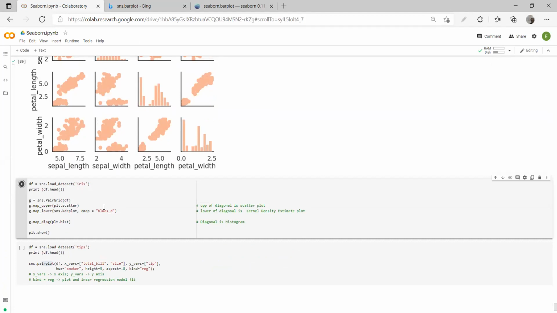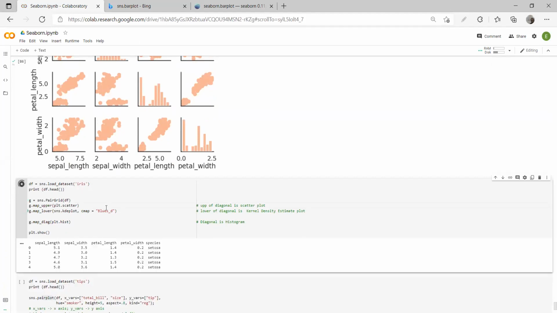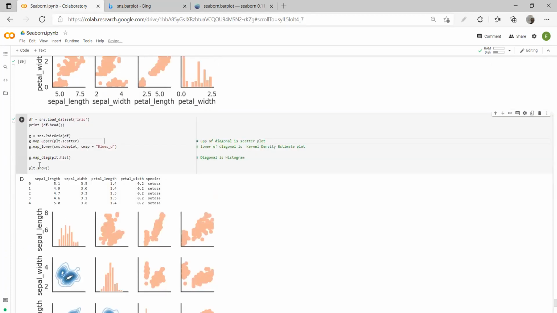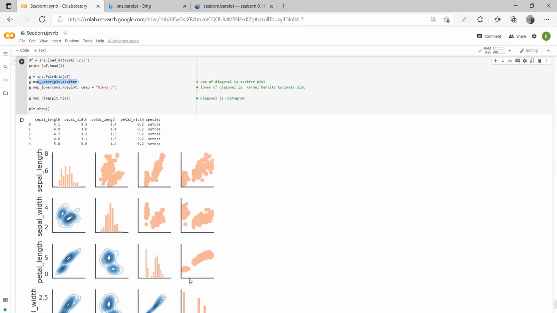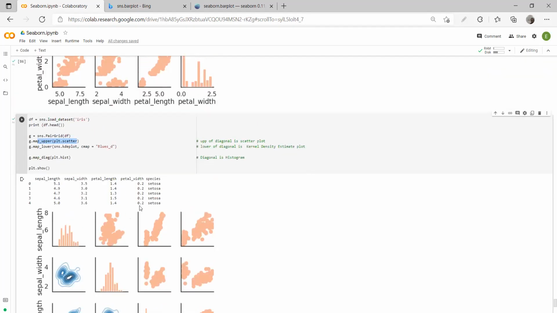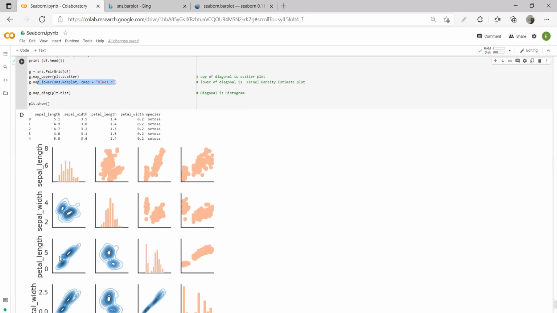Coming to the next example, let's look into this, where we have done some more variations. If you look into this example, again, we have said that we want a pair grid. We want the upper side as a scatter plot. Okay, so you got all the scatter plots. You said that on the lower side, you want a KDE plot, the kernel density estimator, in a blue color. So this is my peak, a lot of data in this peak. This is my peak, a lot of data in this peak, right?